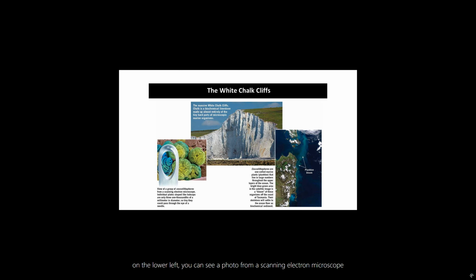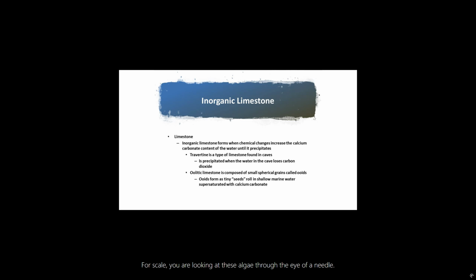In the photo on the lower left, you can see a photo from a scanning electron microscope of a group of coccolithophores with their plates intact. For scale, you are looking at these algae through the eye of a needle. Limestone can also form from inorganic processes, though this is not as common as organic limestones. Inorganic limestone forms when chemical changes increase the calcium carbonate content of the water until it precipitates out.